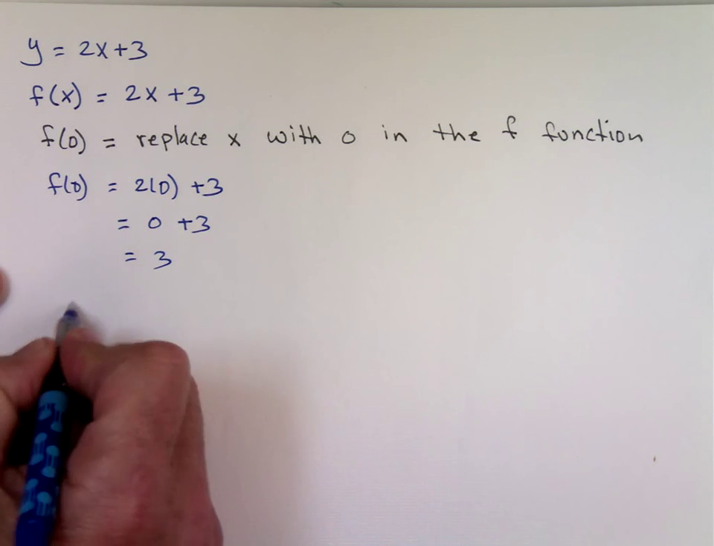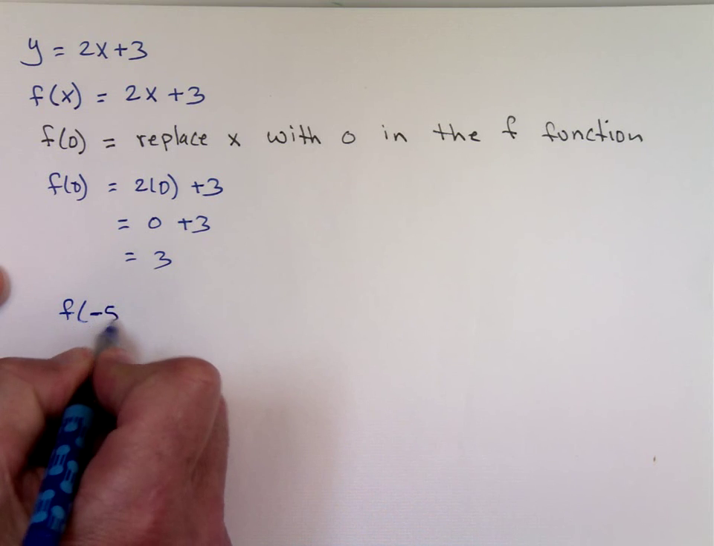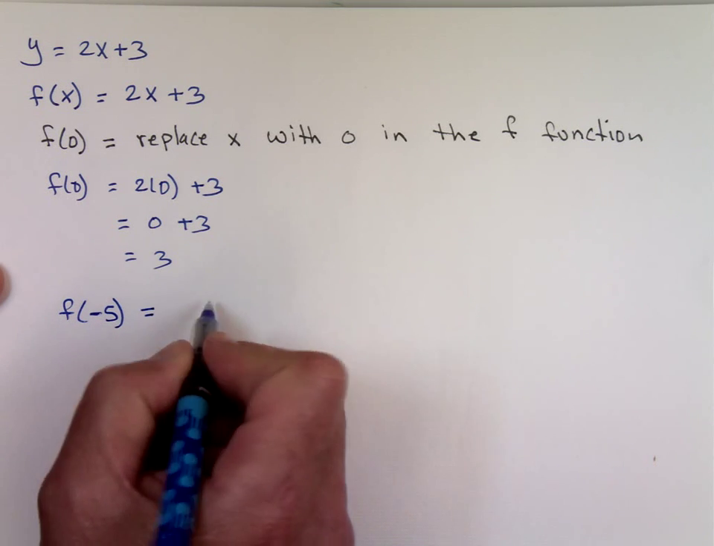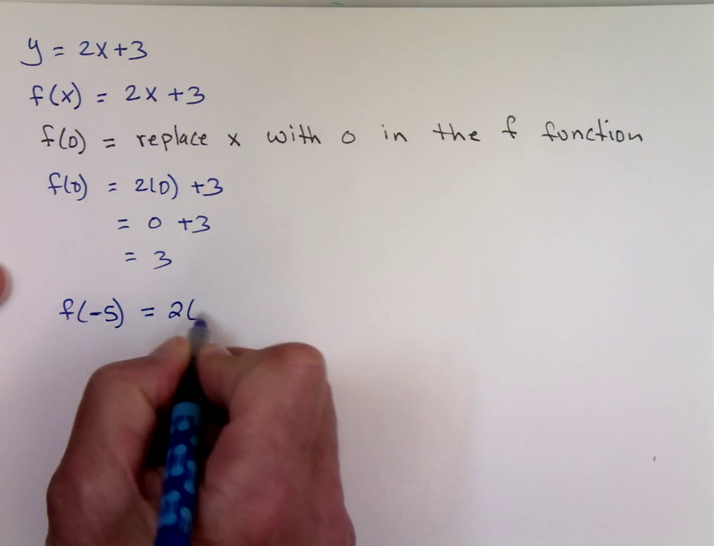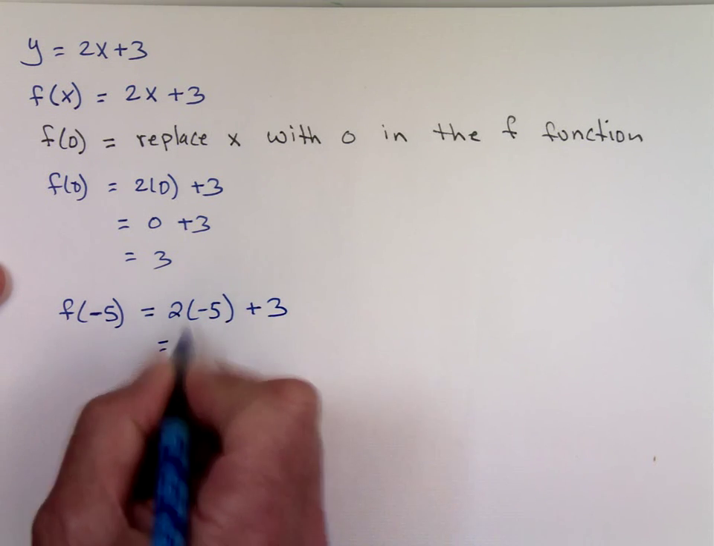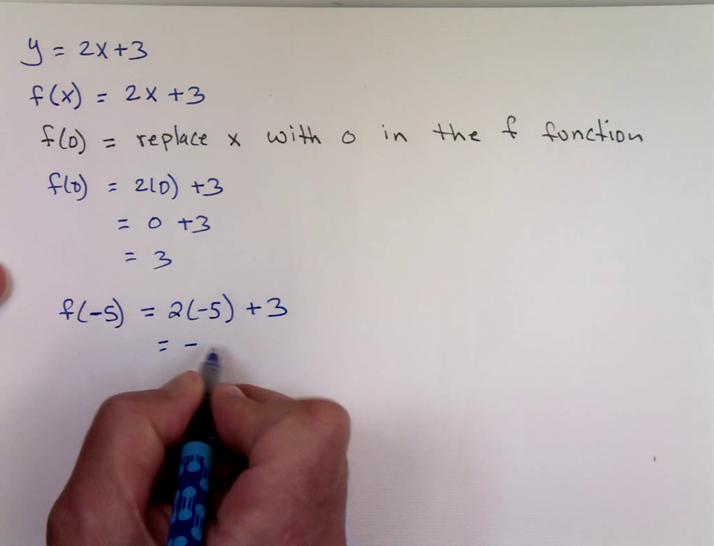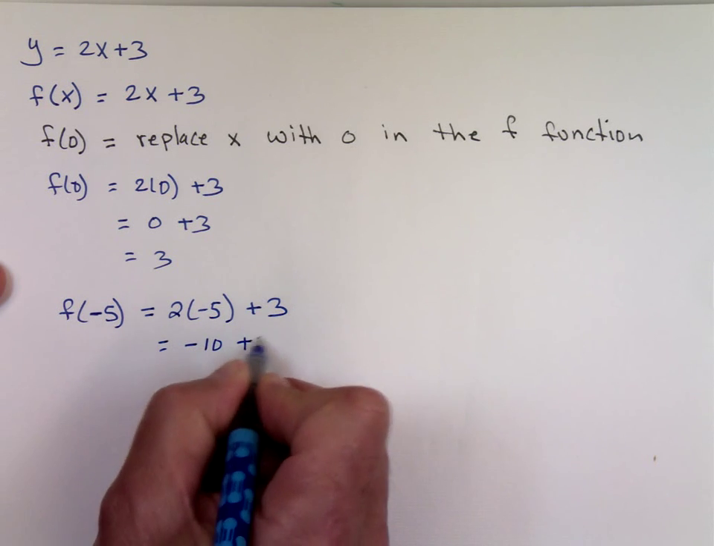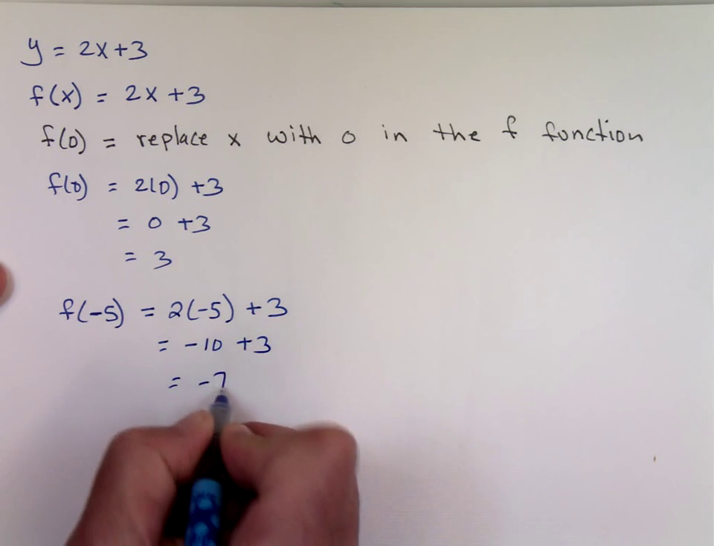What is f of negative 5? Replace x with what? Negative 5. 2 times a negative 5 plus the 3. 2 times a negative 5, which is what? Negative 10 plus 3, which is negative 7.